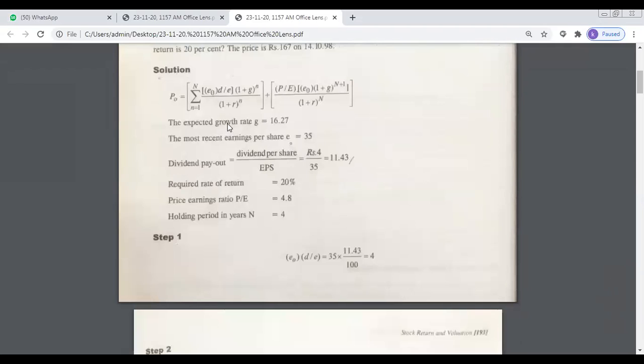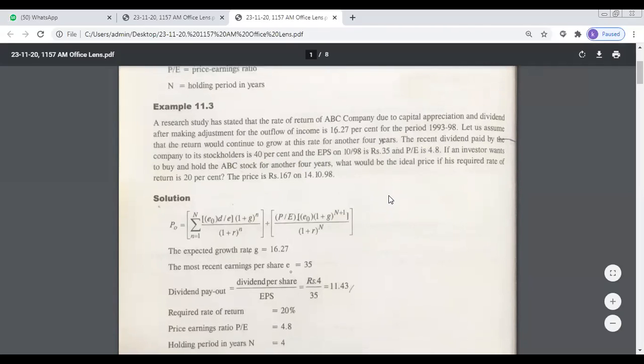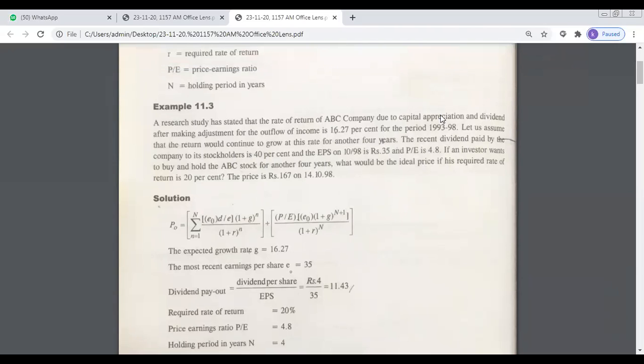Fine. So here, if you observe, we have to calculate the dividend payout ratio. Dividend per share is given to us in the problem. Just look at this. The recent dividend paid by the company is 40%. 40% of what? Again, I'm coming back to the same point. Can anyone tell me what the 40% is of? My answer has come as 4. 40% of what will be 4?